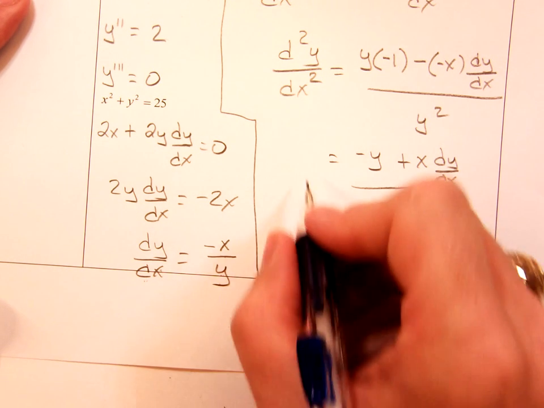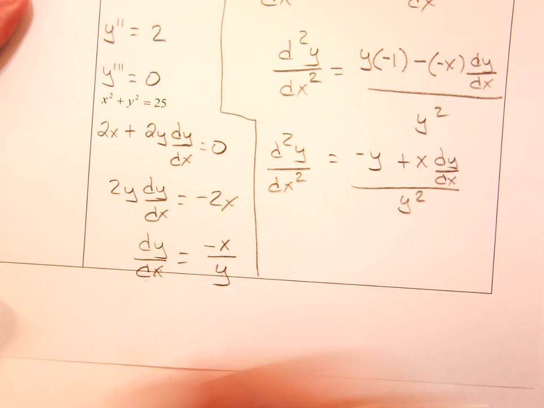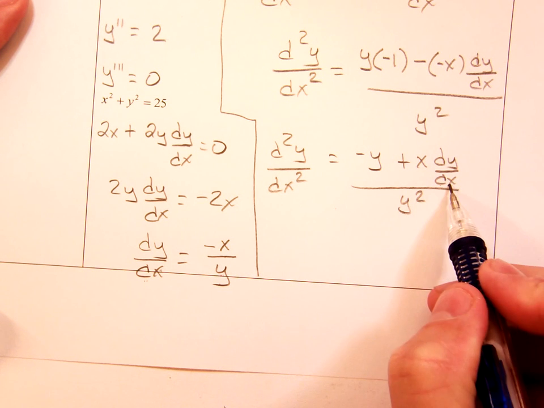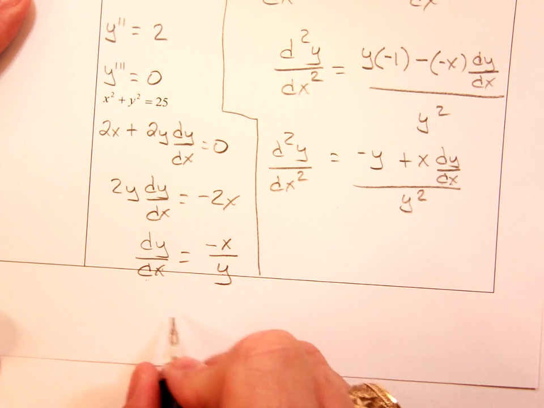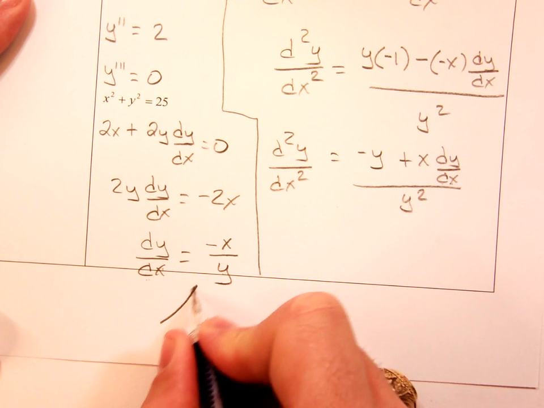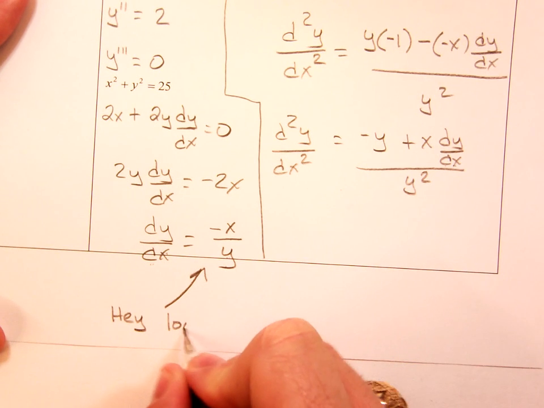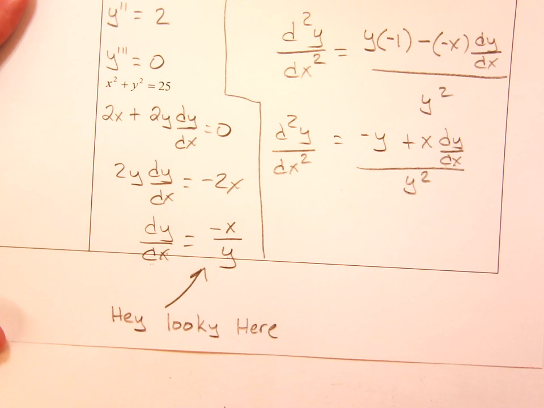Does anybody see a problem with that? The x and the dy/dx. I've got this slope in this derivative. The first derivative is a part of the second derivative. So what do I do? Hey, look here. I'm going to take that and plug it in.